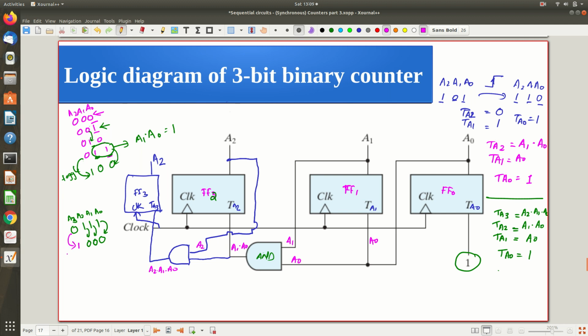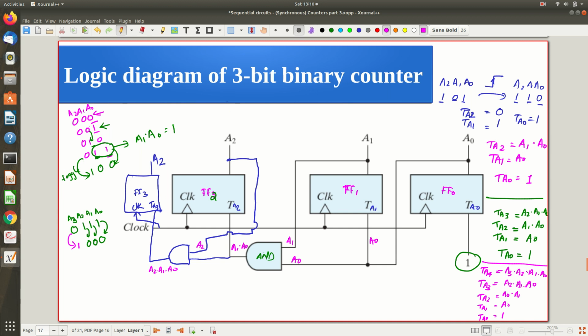So now you got the idea, right? Now you can generalize it for a 4-bit counter, 5-bit counter also. For a 5-bit counter there will be one more flip-flop you need. And what about your TA4, the 5th bit? What is TA3, what is TA2, what is TA1, and what is TA0? Fill from the bottom: this is 1, and this has to be A0, and this has to be A0 dot A1, and this has to be A2 dot A1 dot A0, and this has to be A3 dot A2 dot A1 dot A0.